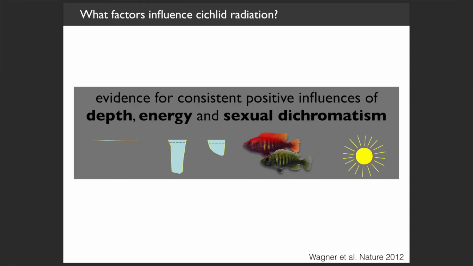Specifically, 3 of the predictors that come out as strong positive influence on cichlid adaptive radiation are the depth of the lake that the cichlids are found in, energy, so this is solar radiation hitting the lake, and also the presence of sexual dichromatism, which is differences in colors between males and females, and that strength of sexual dichromatism is often related to the strength of sexual selection that operates in these cichlid lineages.